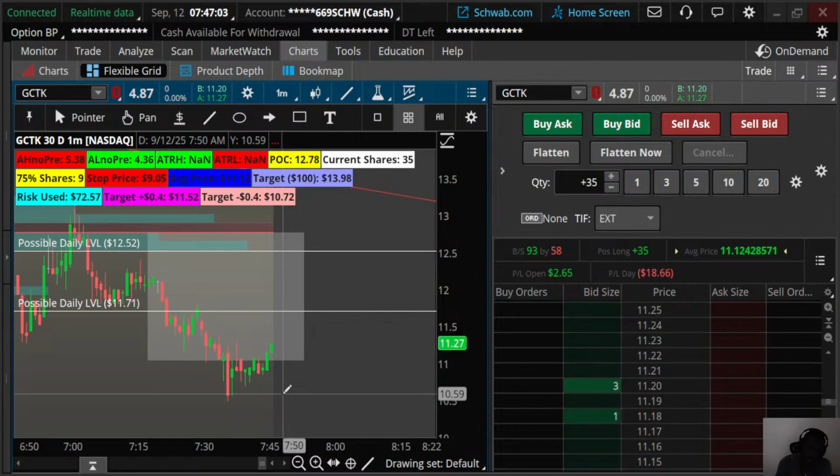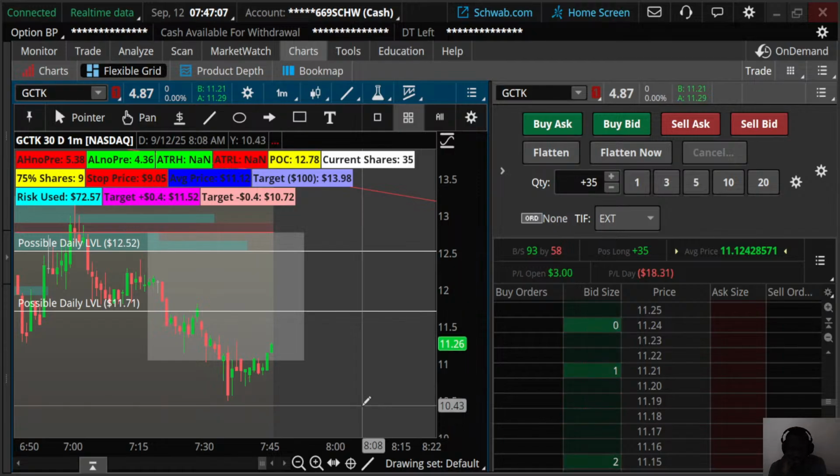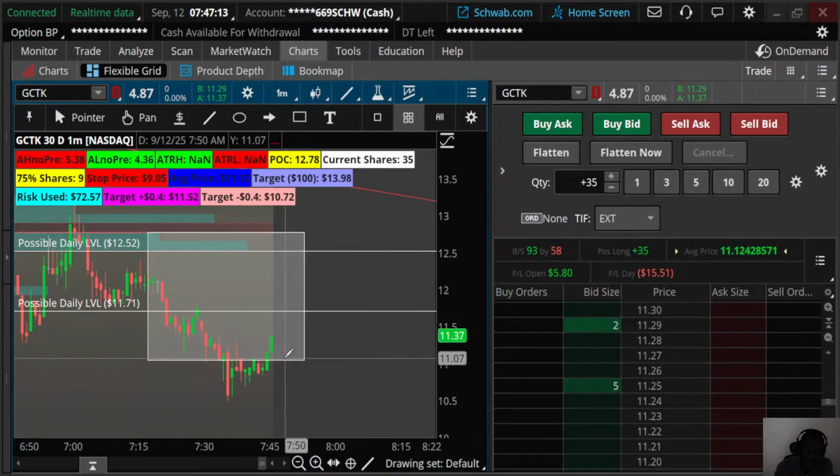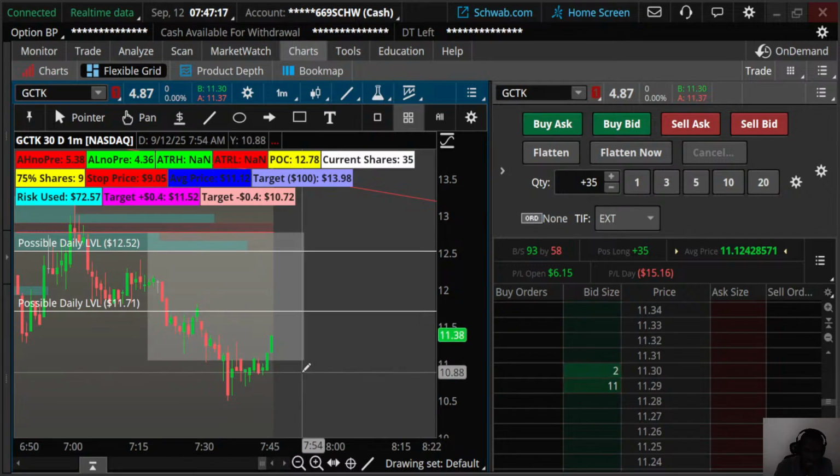Okay. All right, so let's see if we could drag me back to green. 1171 is where I'm looking, and I need to see the candles close here. Back under 11 is pretty much going to be a 12-cent loss. So we'll see where it wants to go from here.